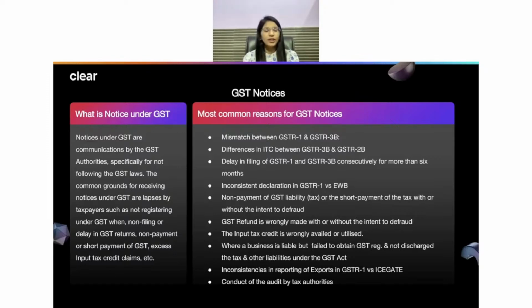Now, a very important thing, and most of the time we receive notices because of this, which is the difference between GSTR-3B and 2B. Let me come back to the same question. Can you avoid the notice because of the discrepancy between what ITC you have claimed in GSTR-3B and what is actually coming in your GSTR-2B? Can we avoid that notice?